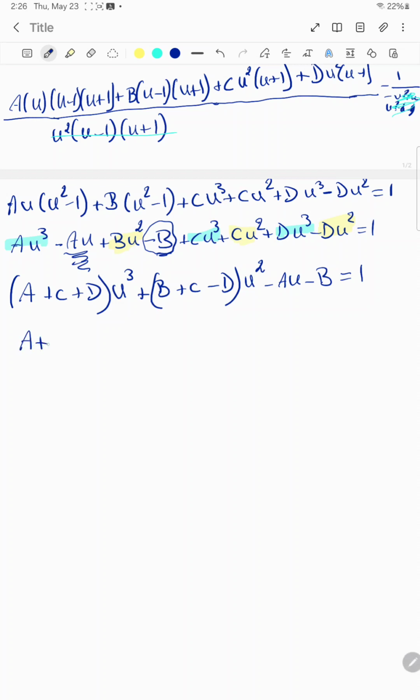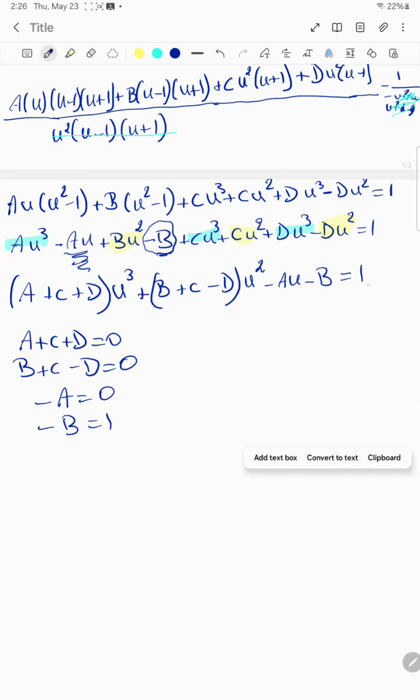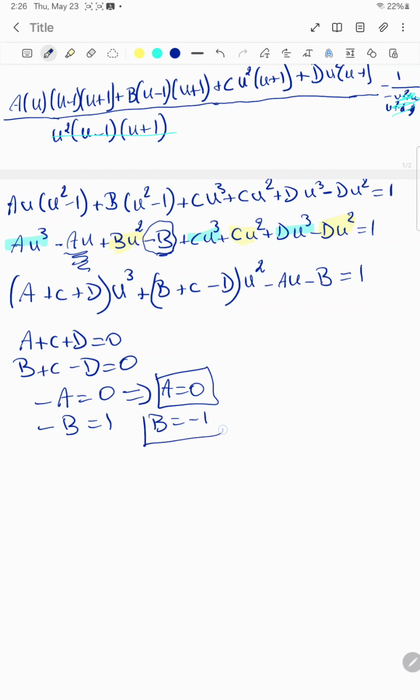So I can say a plus c plus d is equal to 0, and then b plus c minus d equal to 0, and minus a equal to 0, and minus b equal to 1, because the 1 does not have u as a variable, and only b does not have u as a variable. That's why it's equal. So now from this I can conclude that a is equal to 0 and b is equal to minus 1. Perfect. I'm still missing c and d.